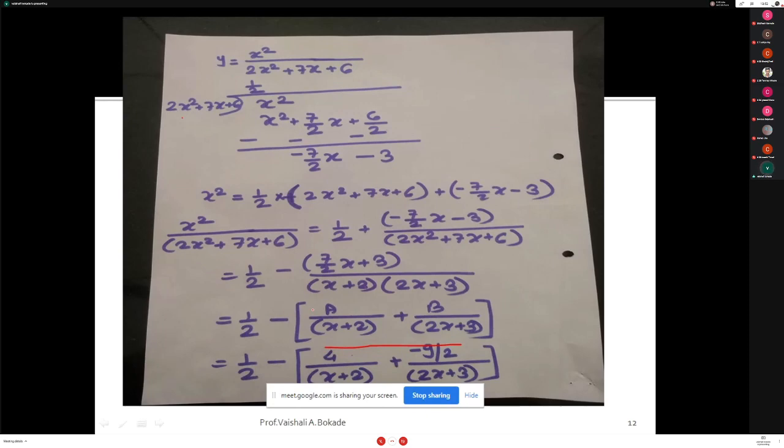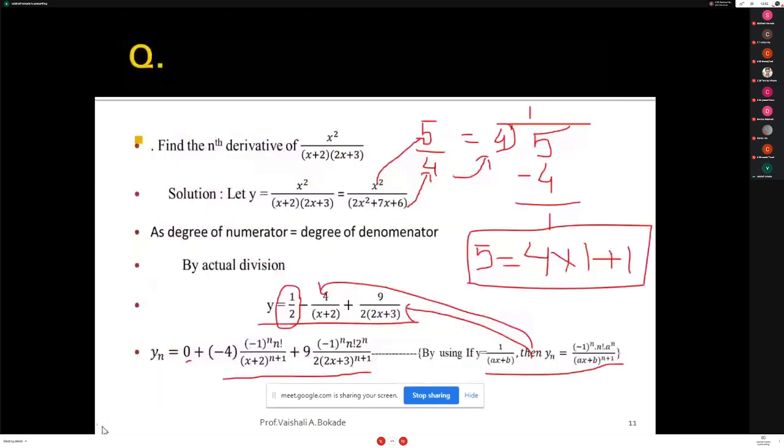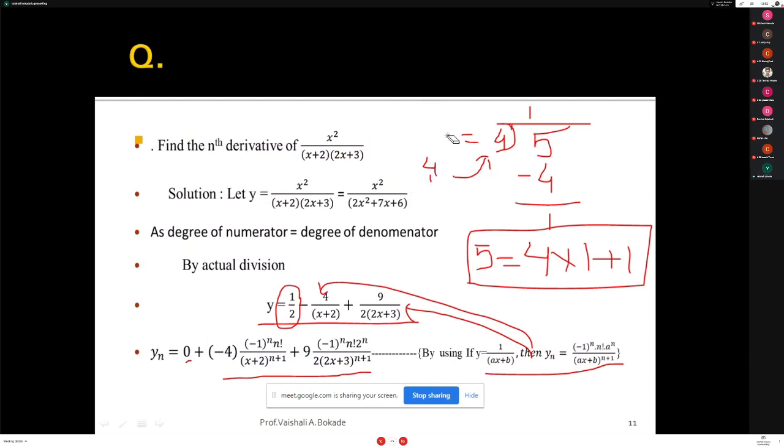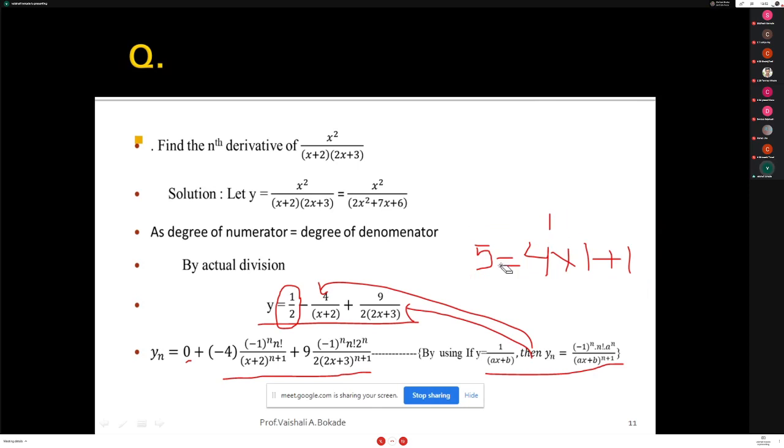And now take a screenshot of this, so you will get how this example, how we are having yn there. Now I'm just erasing the things here. I hope you are taking screenshots of both the slides, what I wrote in handwritten form and this slide, so that I can erase the things.